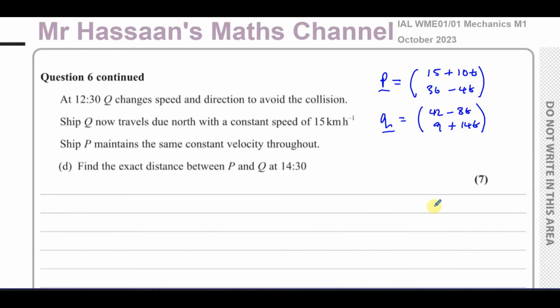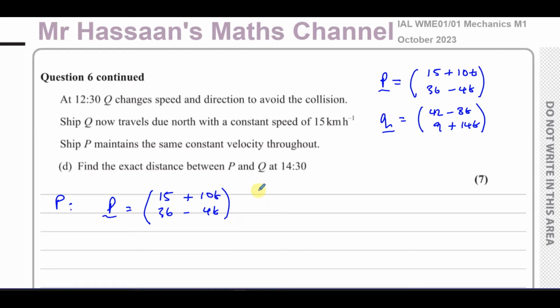Now we're going to go on to part D. At 12:30, Q changes speed and direction to avoid the collision. Ship Q now travels due north with a constant speed of 15 kilometers per hour. Ship P maintains the same constant velocity throughout. Find the exact distance between P and Q at 14:30. So let's deal with P first, because P didn't change its velocity. P is going on this course, 15 plus 10T, 36 minus 4T, for the whole time.